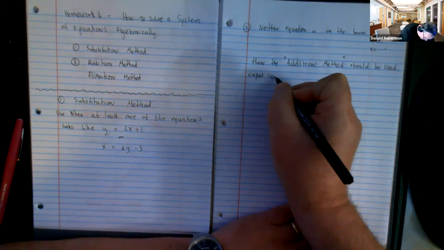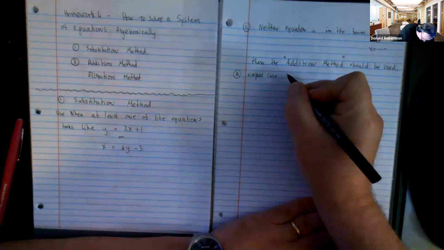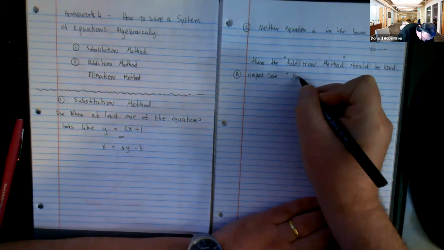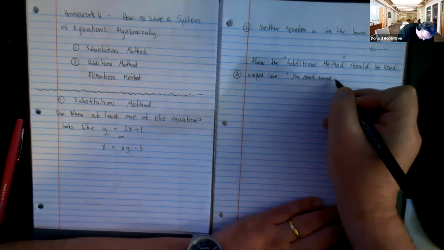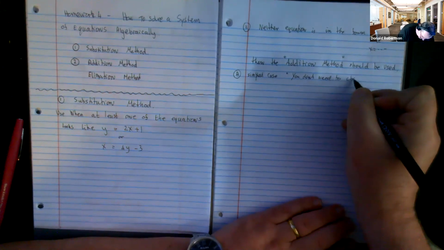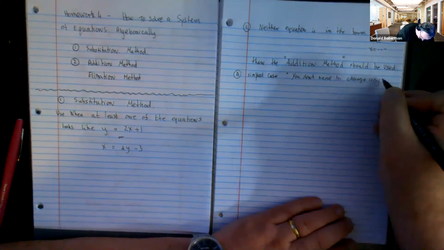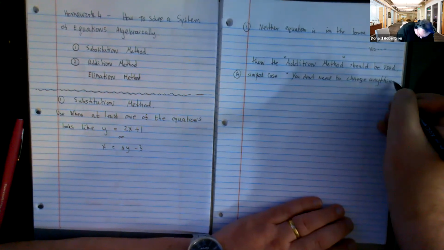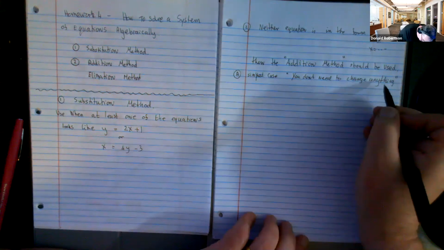So I'll call this example A. The simplest case is you don't need to change anything. If you're really lucky, that's one you'll get. So you might say, well, what do you mean you don't need to change anything? Here is an example.